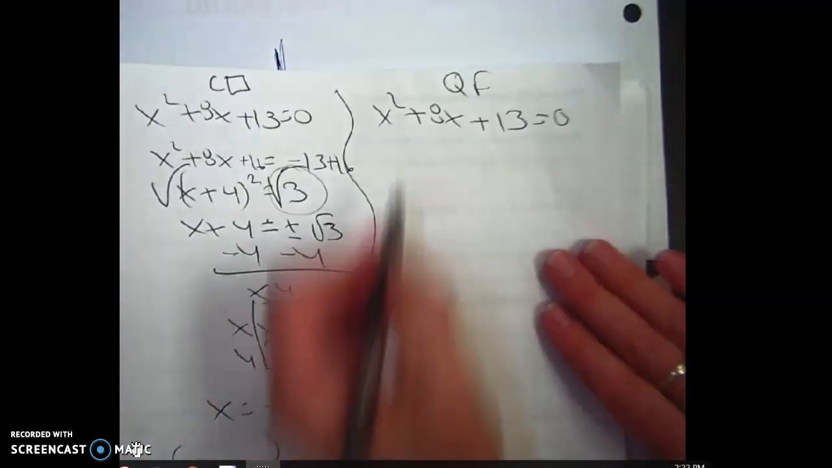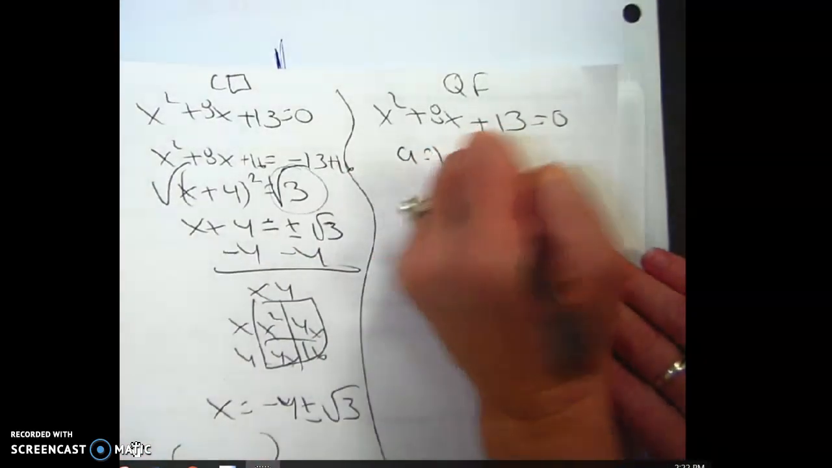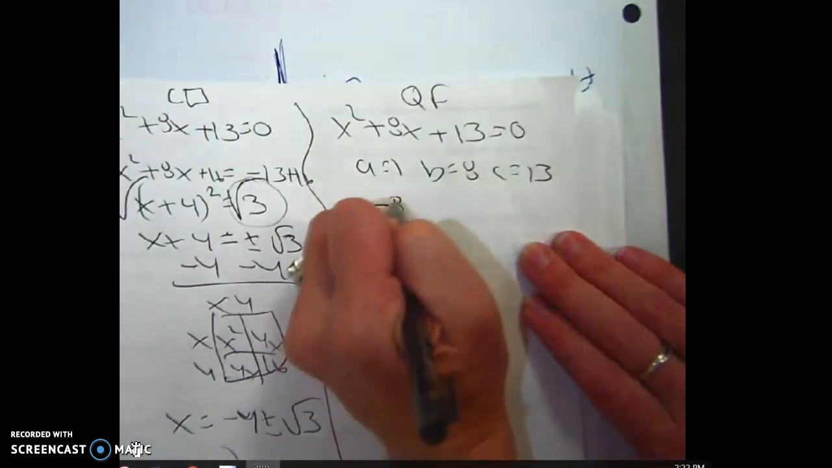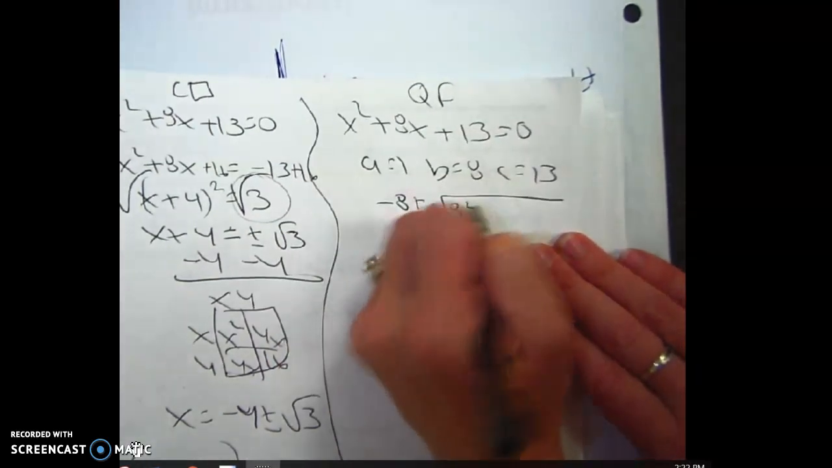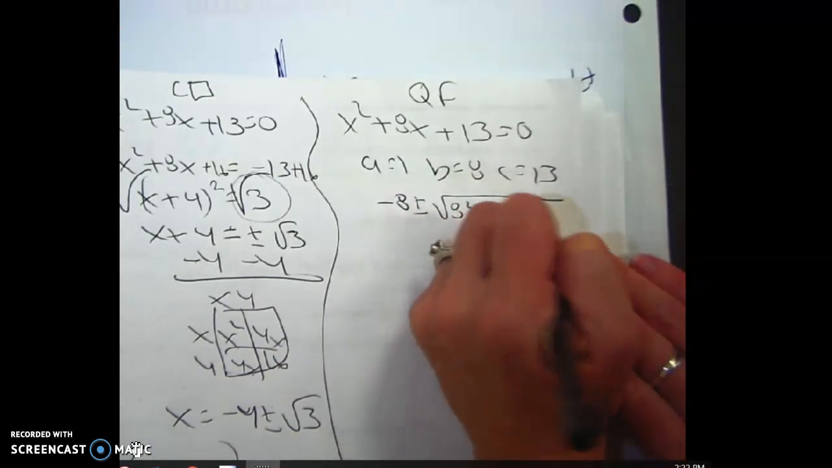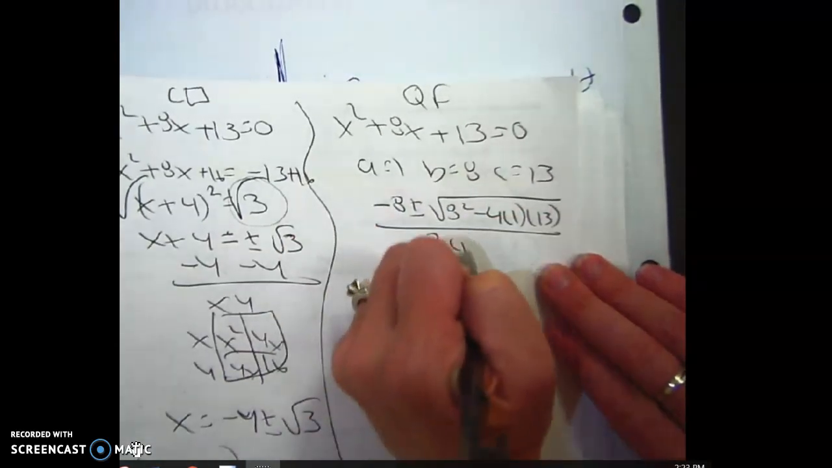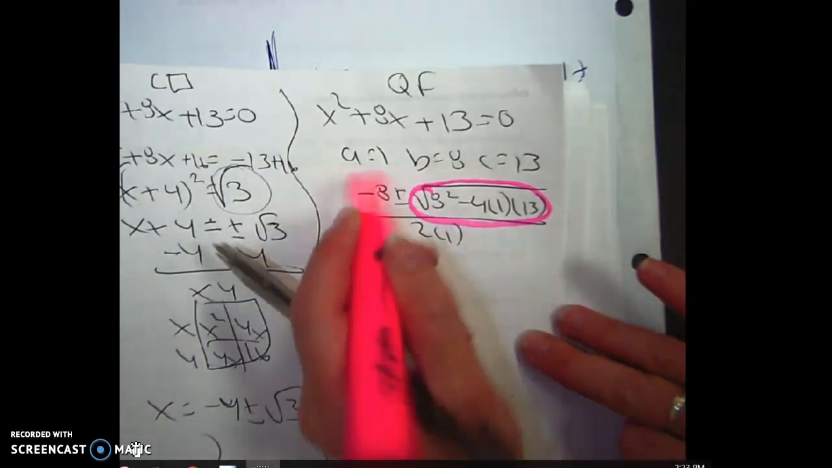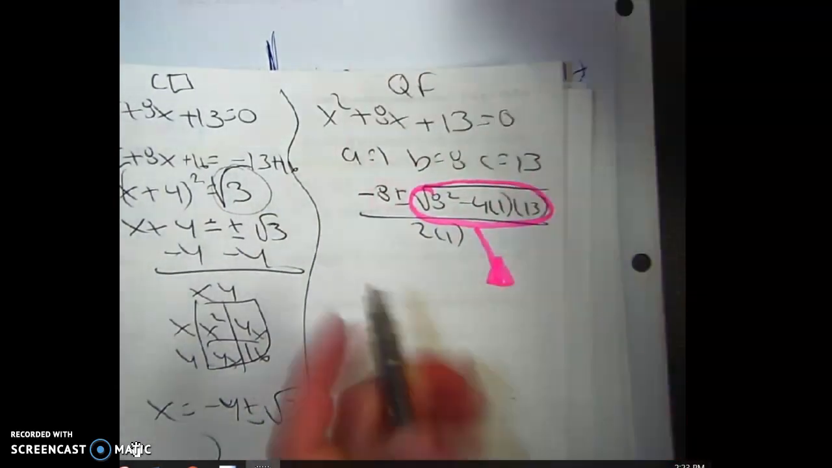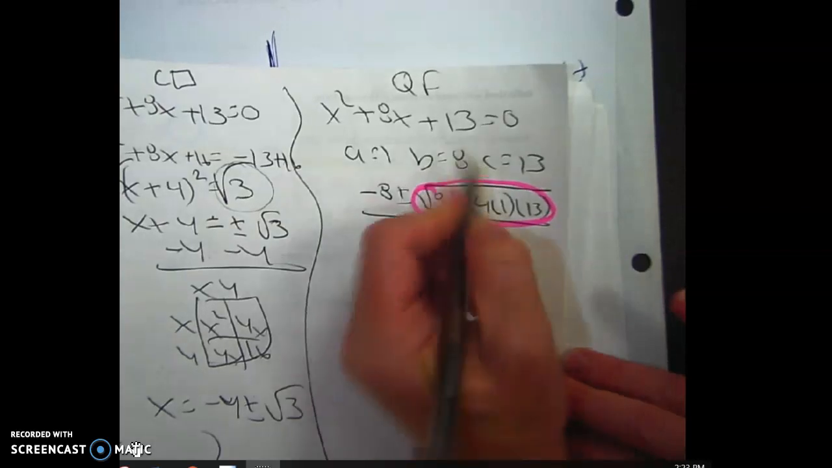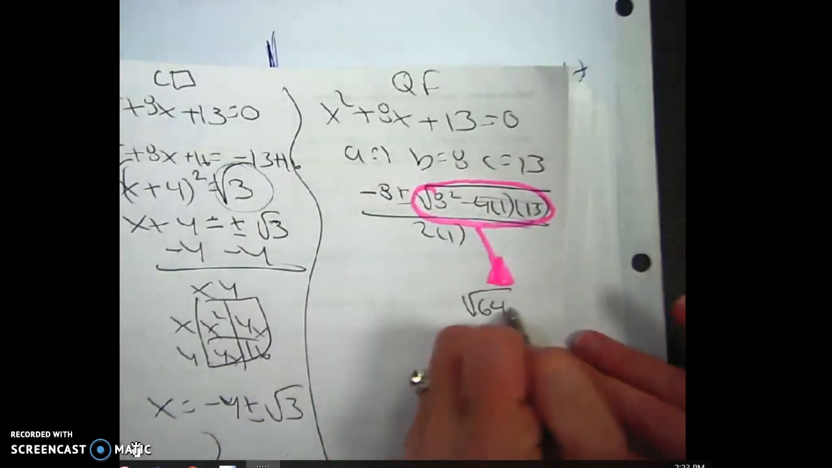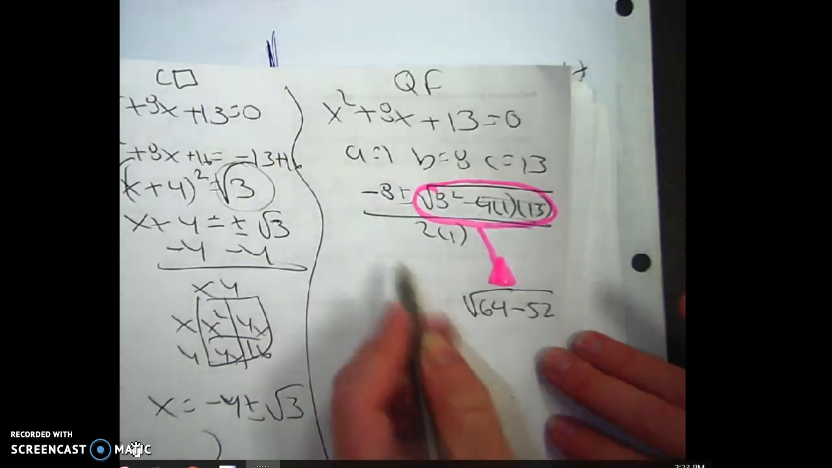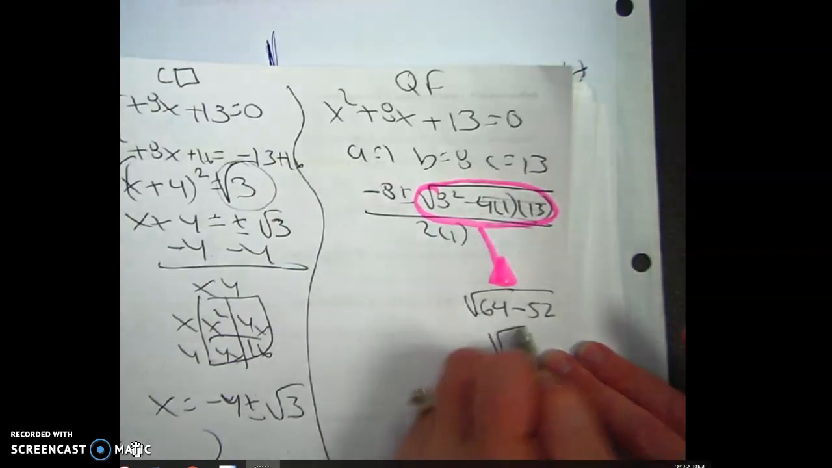All right, now the quadratic formula. A equals 1, B equals 8, C equals 13. Negative b plus or minus the square root of b squared minus 4 times a times c, all divided by 2 times a. My issue is I'd rather take care of this first, so I'm going to bring it down. The square root of 64, multiply all of that, which is 52. And now square root of 64 minus 52 is 12.